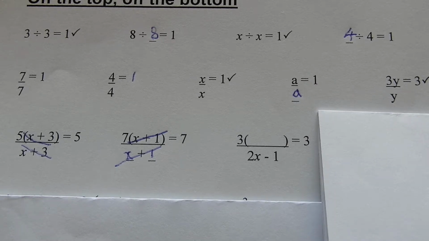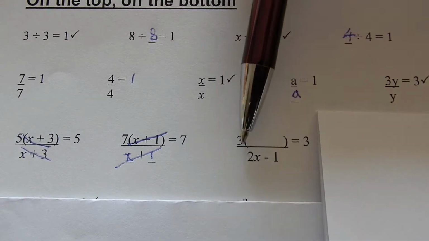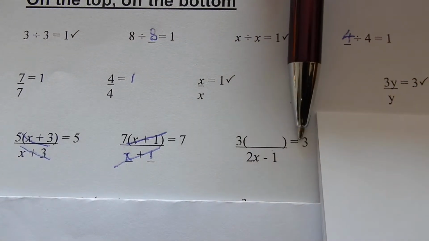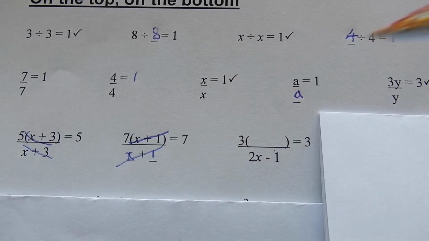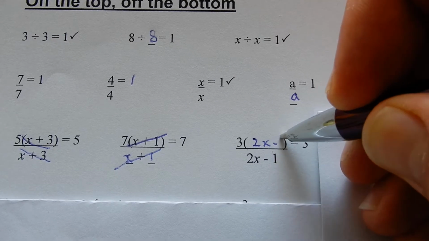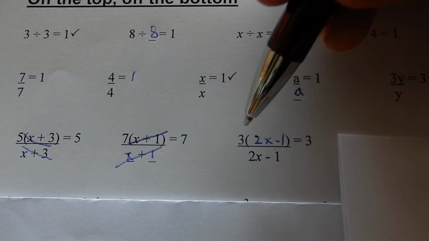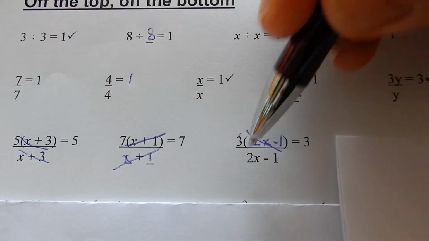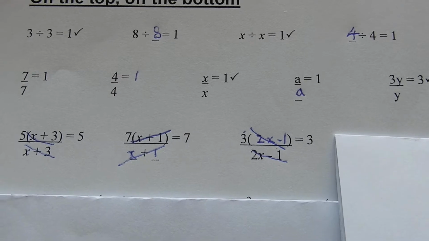Okay, so again, we've got 3 times something, divide by 2x minus 1 equals 3. This must be equally 2x minus 1, so that they can cancel. 2x minus 1. Do you see? Off the top, off the bottom. The 2x minus 1 cancels with the 2x minus 1. 3 times 1 is 3.